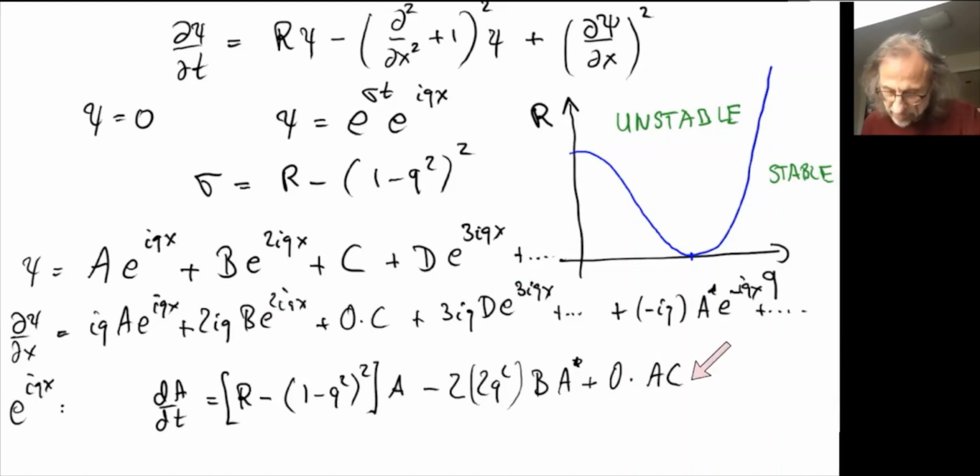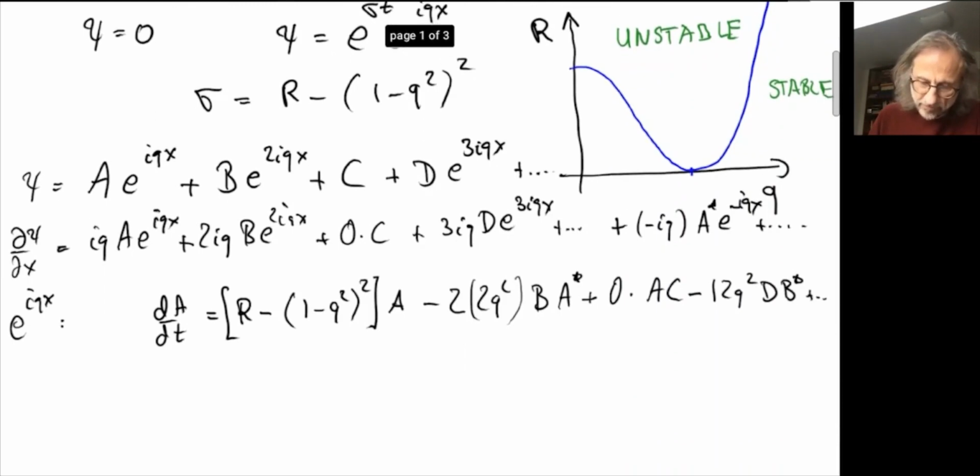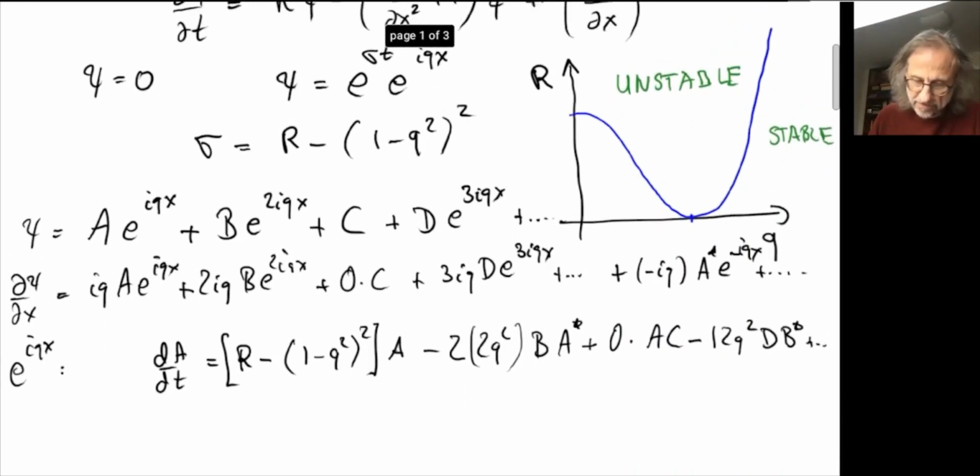So I have minus, and there's again 2 of those. So I have 12q squared d b star. And then of course higher order terms. Good. Let's think about this problem before we write more, because it can easily get out of hand with writing.